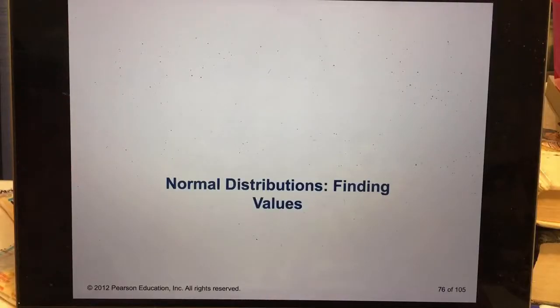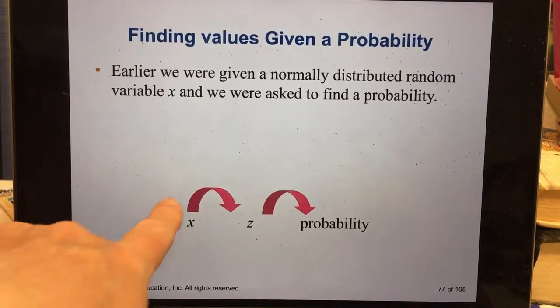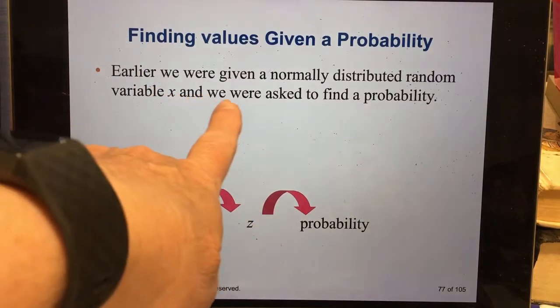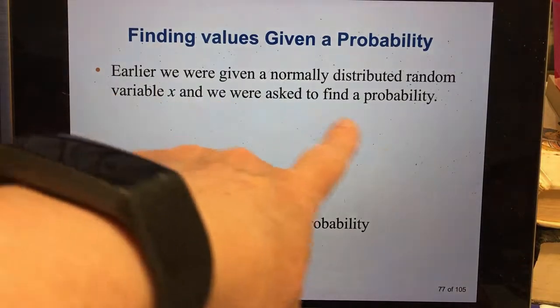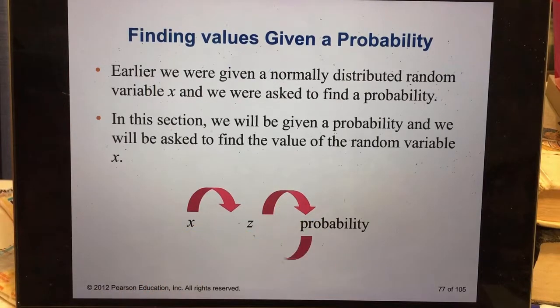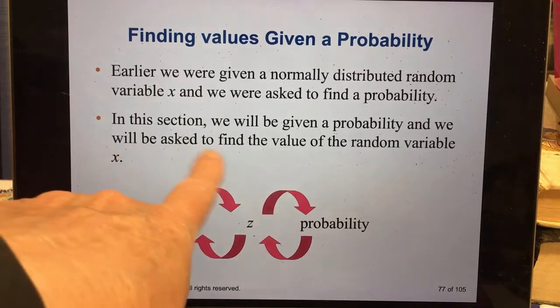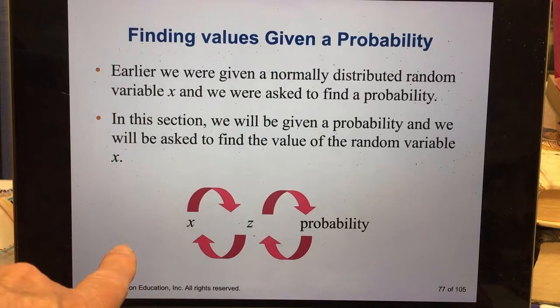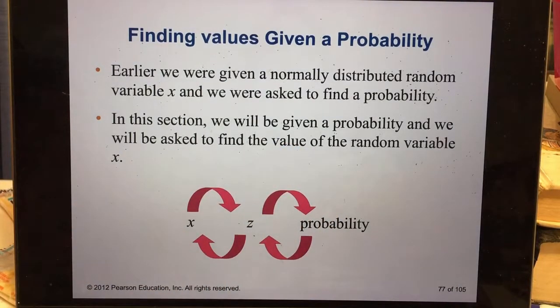It's pretty cool. All right, so in the last section we were talking about how to find the probability. Now we're talking about how to find the value. Last time we were given a value of 80, and we had to find the probability that a random person would have less than 80 triglycerides. But now we're backing this up a little bit, and this illustration shows that. Earlier we were given a normally distributed random variable x and asked to find the probability. We went from x to a z-score, then to the probability, but now we're going backwards. In this section we will be given a probability, and we will be asked to find the value of the random variable x. So we're going backwards on that whole procedure.